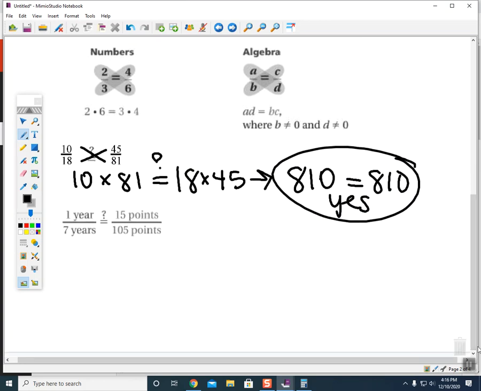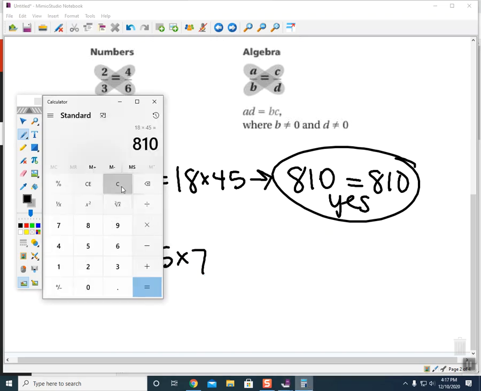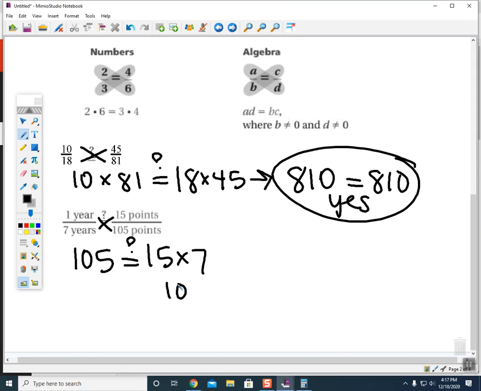Okay, to do the same thing down here, cross multiply, I would have 1 times 105, which is 105. Is that equal to 15 times 7? Let's figure out what 15 times 7 is. 15 times 7 is 105. 105 equals 105. This does form a proportion.